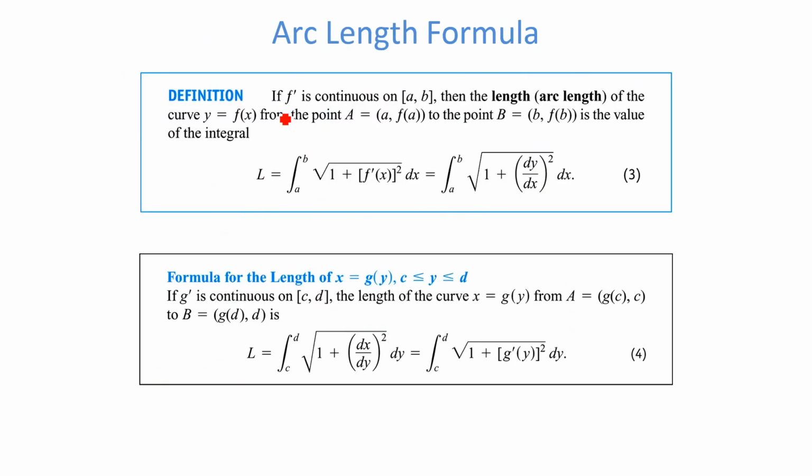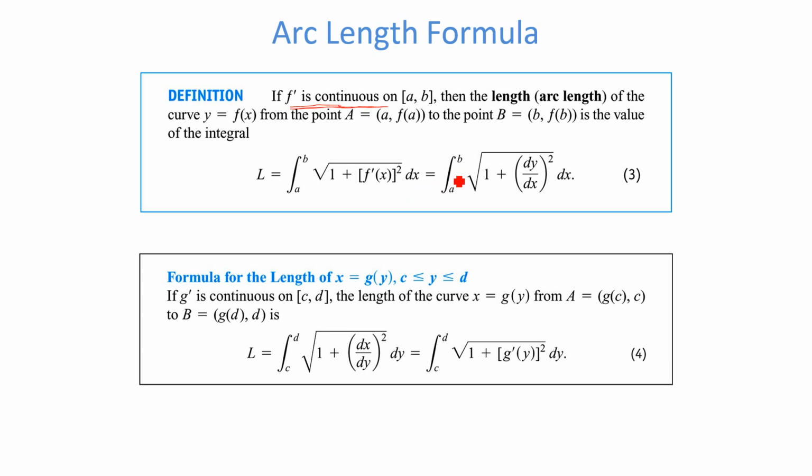So here is the formal definition. If f prime is continuous, so this is a very important condition. We have to remember that while solving questions related to arc lengths. So if f prime is continuous on the closed interval AB, then the arc length of the curve from the point (a, f(a)) to the point (b, f(b)) is the value of the integral from a to b of the square root of 1 plus f prime x squared dx.